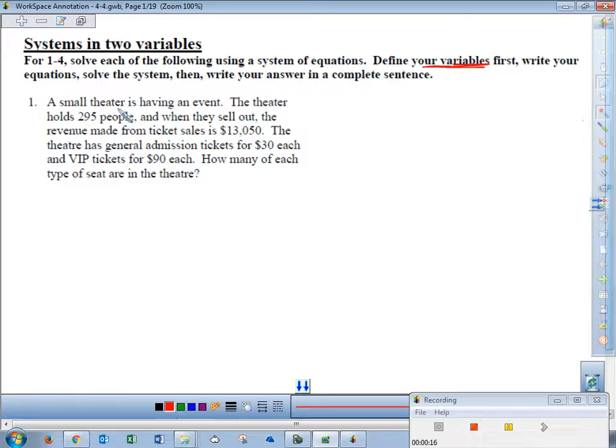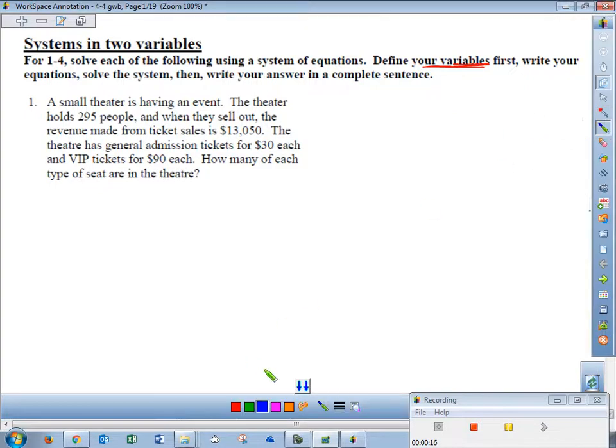A small theater is having an event. The theater holds 295 people. And when they sell out, the revenue, meaning the money they made from all the ticket sales, is this much money. The theater has general admission tickets for $30 and VIP tickets for $90 each. How many of each type of seat are in the theater?